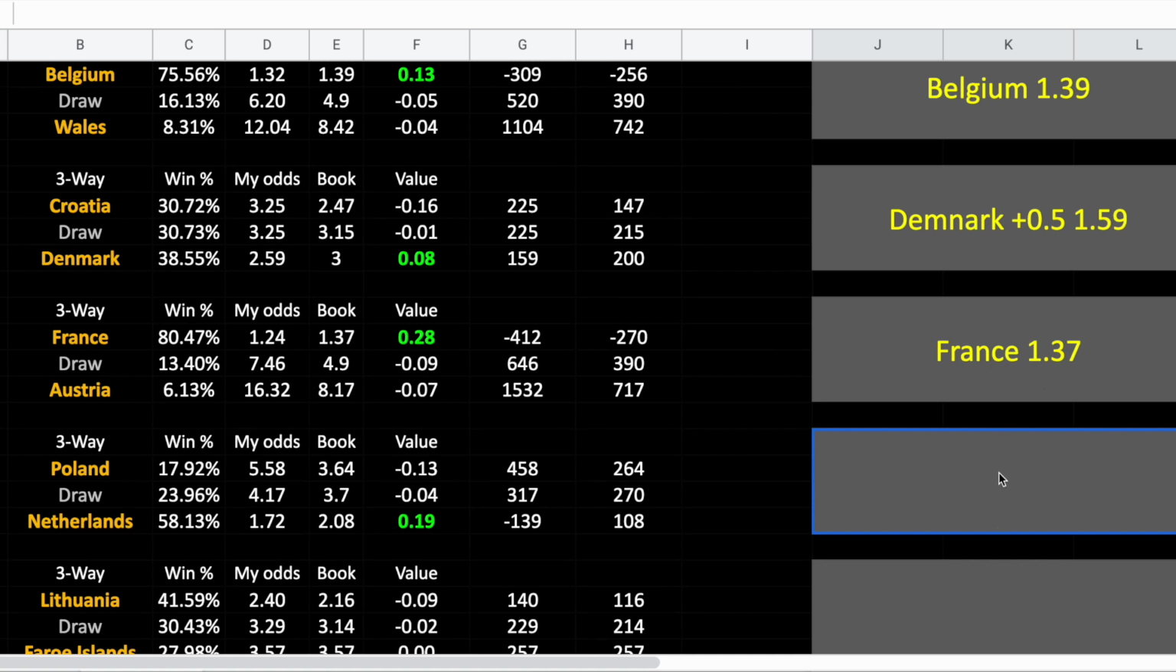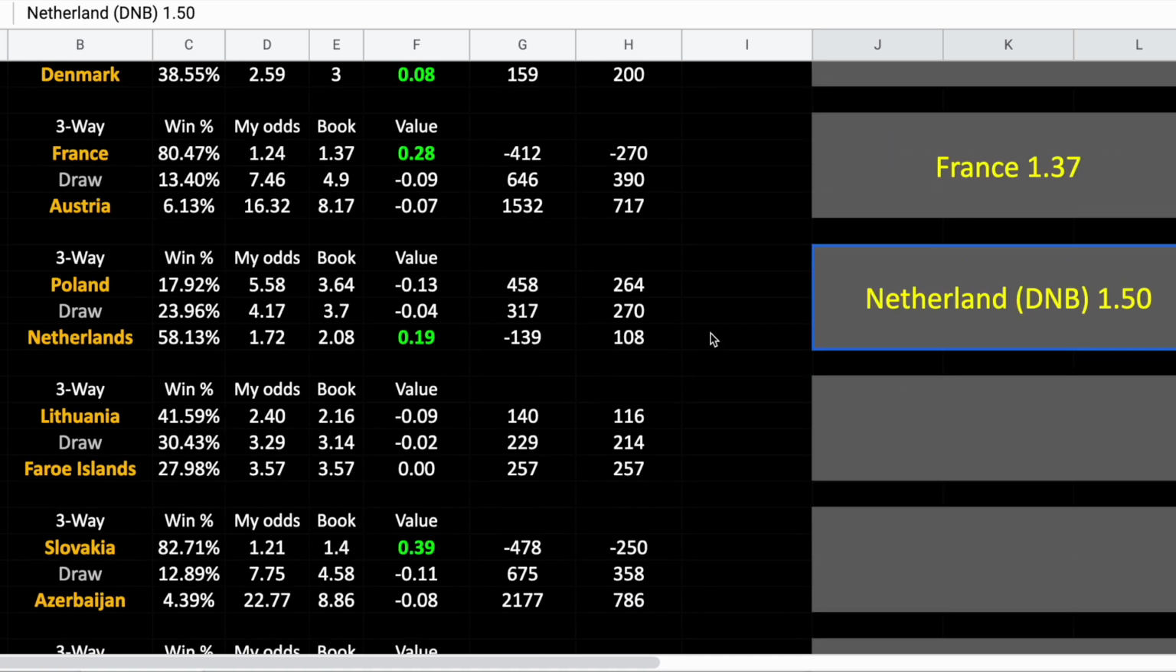Poland, Netherlands. This is an interesting game because the bookmakers' odds on Netherlands are 2.08, and we have some value, and I would take Netherlands. Either you take a straight win for Netherlands, or you can take draw no bet if you want to play safer. You can get them at around 1.50, or as I said, you can go with the straight win. But because these games are not so serious, maybe the safer option is better.